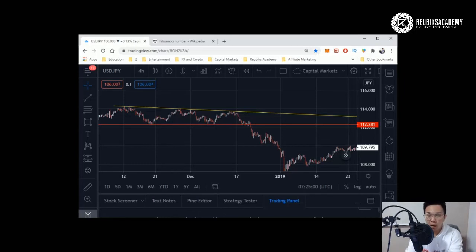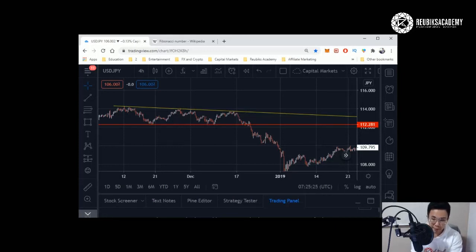Alright, now what about a symmetrical triangle? Now a symmetrical triangle, as the name suggests, does not have a bias because it's symmetrical, so it could break out to either side, but we just know that there will be a breakout. We just don't know where the breakout will occur. It could be to the upside, it could be to the downside. We don't know.